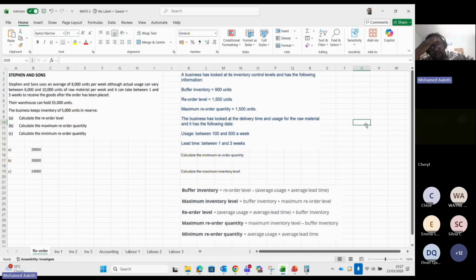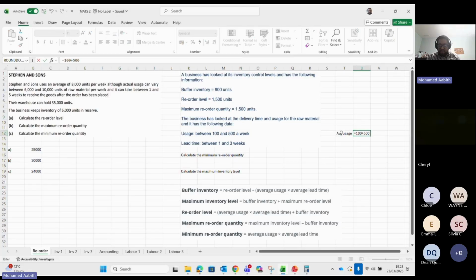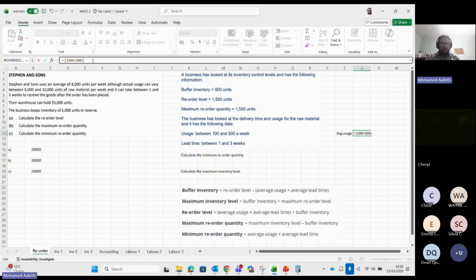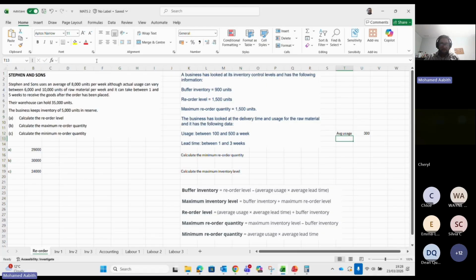A business has looked at its inventory control levels and has the following information. The buffer inventory is 900, reorder level is 1,500, maximum order quantity is 1,500. The business has looked at the delivery time and the usage of the raw materials, and it has the following data. Usage is between 100 and 500. So for me, the average usage is going to be 100 plus 500, divided by 2, that is 300.